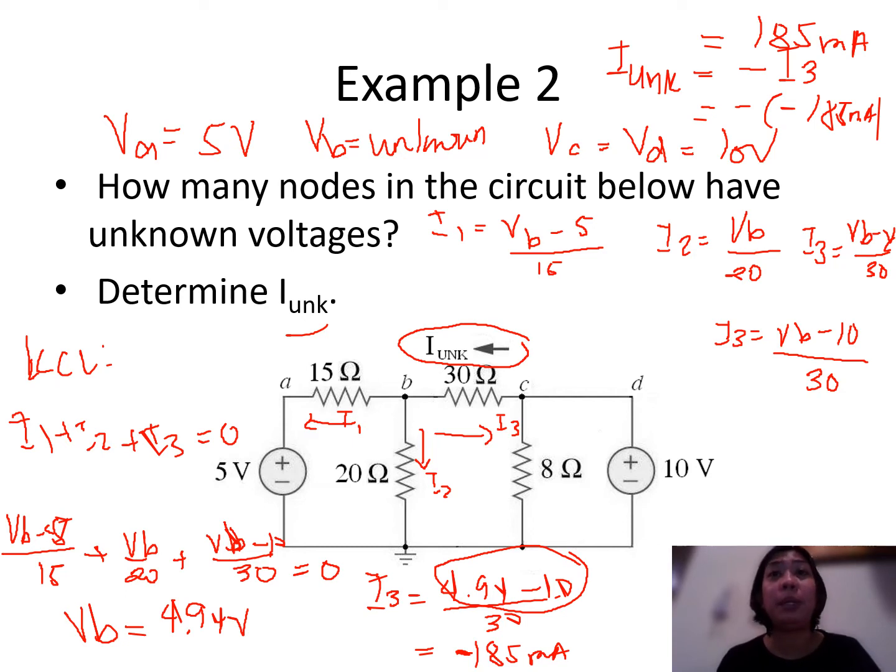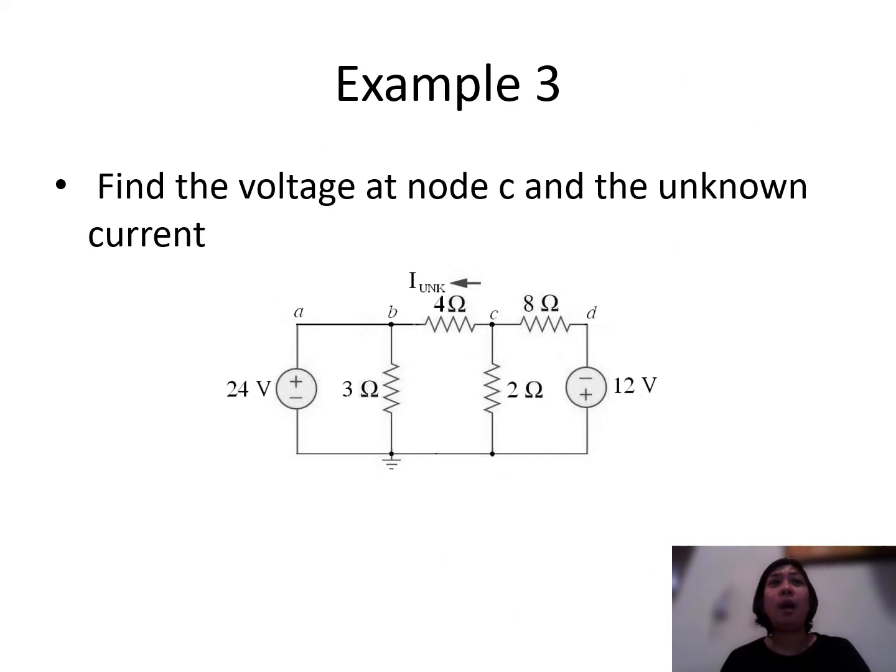Let us go to example number 3. Okay, so in here, we are to find the voltage at node C and the unknown current I unknown. So this time, we're going to look at our node C. First, let us identify the nodes A, B, C, and D, and then we're going to draw your currents, leaving point C so that we have uniform computations, and later on we're going to write our equations.